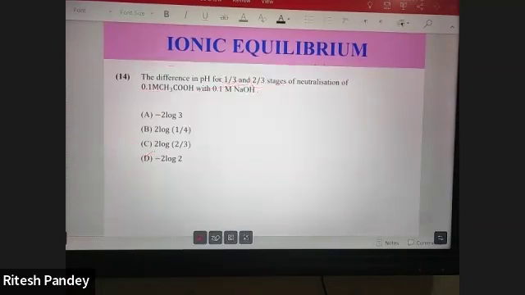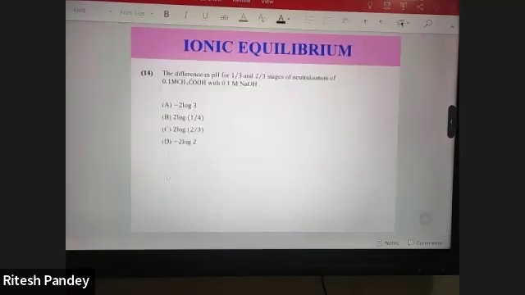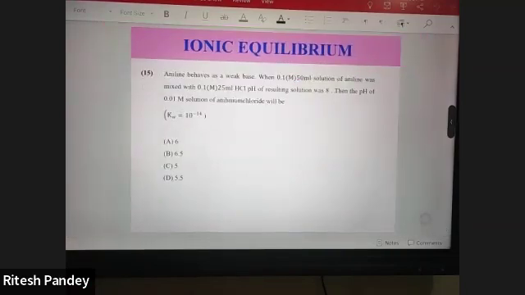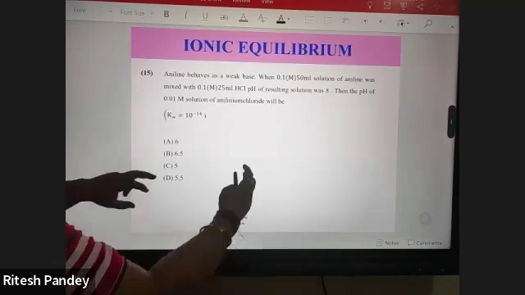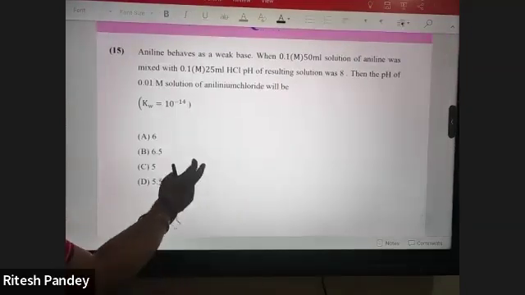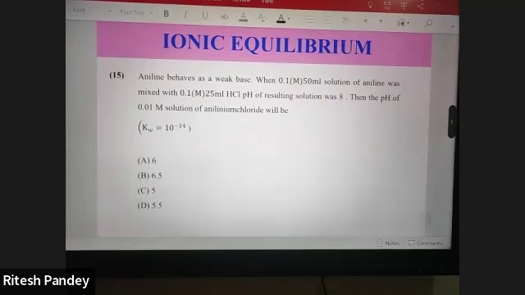15. Aniline is behaving as a weak base. 0.1 molar 50 ml of aniline was mixed with 0.1 molar of 25 ml HCl. pH of the resulting solution is 8. Then the pH of the 0.01 molar solution aniline chloride is.